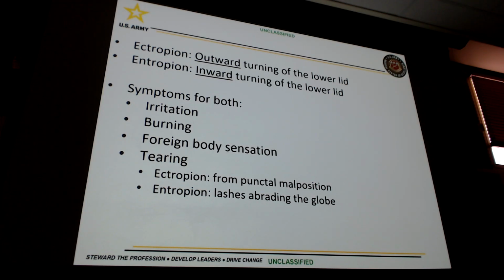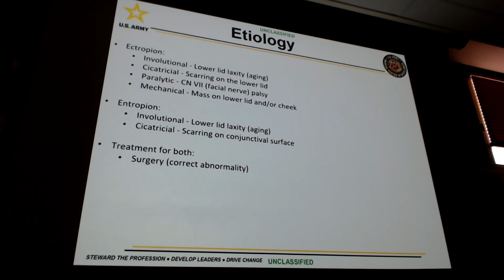Okay, take note that while these are 2 different conditions, they do have a lot of very similar signs and symptoms when the patient presents. So anytime you have a lid disorder, you're going to have eye irritation, burning of the eyes, foreign body sensation, potentially some tearing. Okay, and the way you get those is different for both conditions. So let's go into ectropion and how we get these diseases.